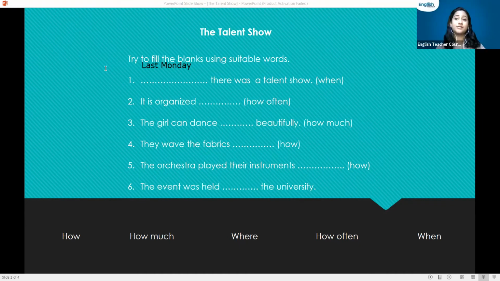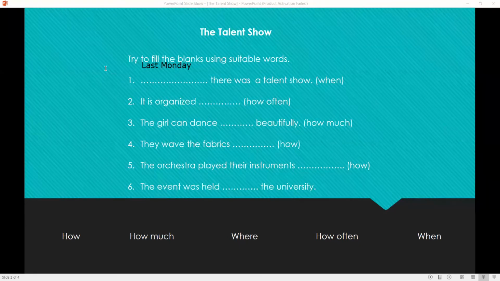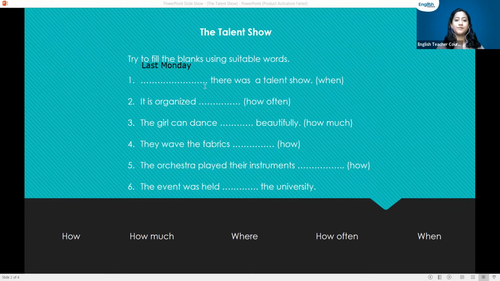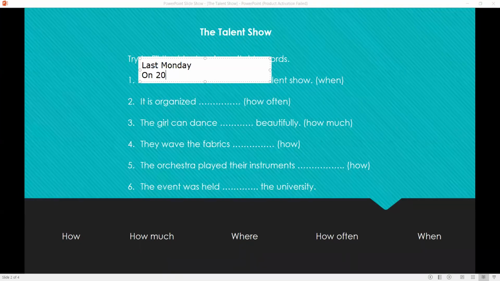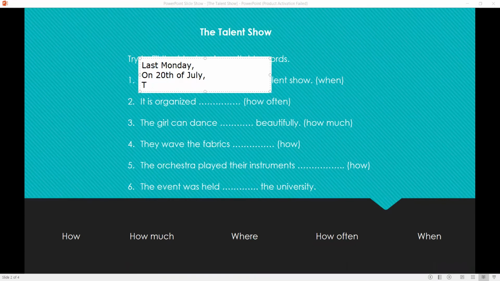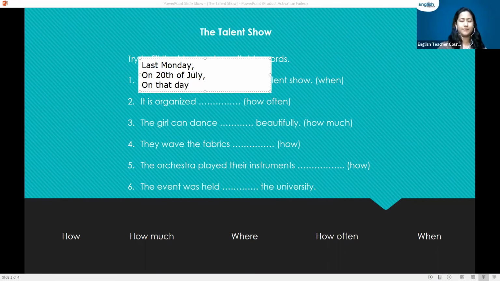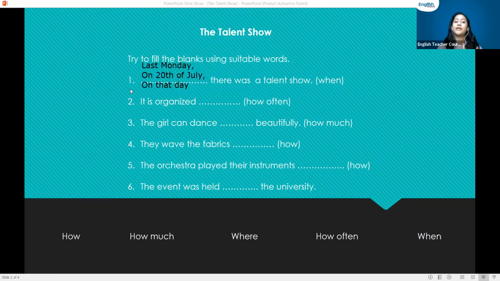Every year. It was 20th of July 2022. You don't need to say it was because there was is already here. You can say on 20th of July. That day. Okay, that day. Same day. On that day. Like that you can use last week, last month, like you can say there was a talent show. So without just telling something was there, you can add when that event was held. That is one way of adding information.